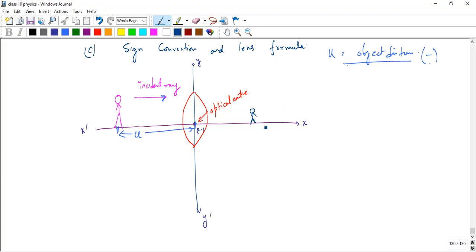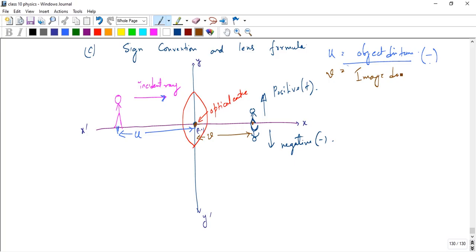If the image is here, that is a positive y line. If the image is here, that is positive y, so that is plus. If the image is down here, then the image height is negative, minus. And from the optical center to that image on the positive x line, that is called v, the image distance. So v represents image distance.